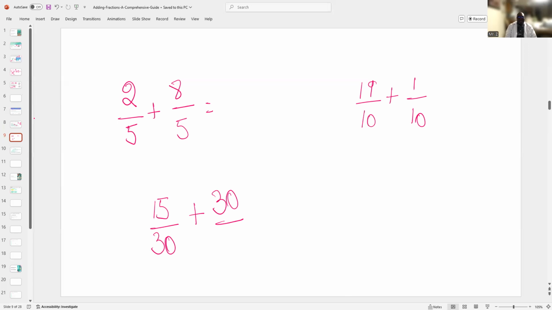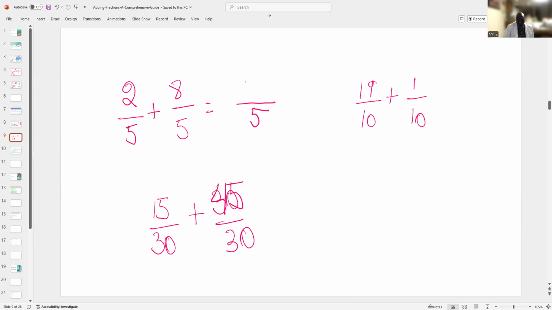Let's call this 45 over 30. Let's do this right here. These fractions have the same denominator. So we're just going to add the top one, keeping the denominator the same. We keep that one, we're just going to add because they have the same denominator. So we're only going to add 2 and 8.